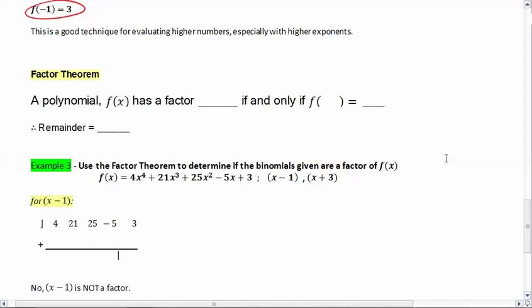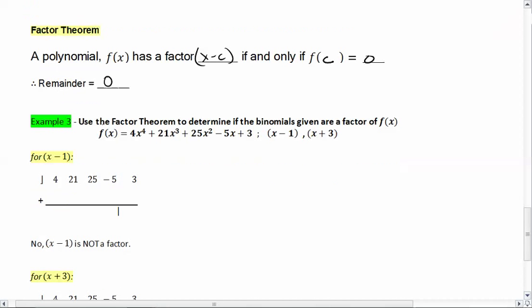So another quick example, we're going to talk about the factor theorem. A polynomial f of x has a factor x minus c. We can have that factored out if and only if f of c equals 0. So if we have no remainder, if our remainder equals 0.